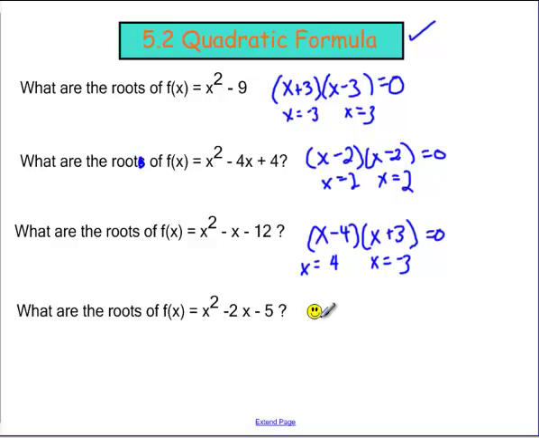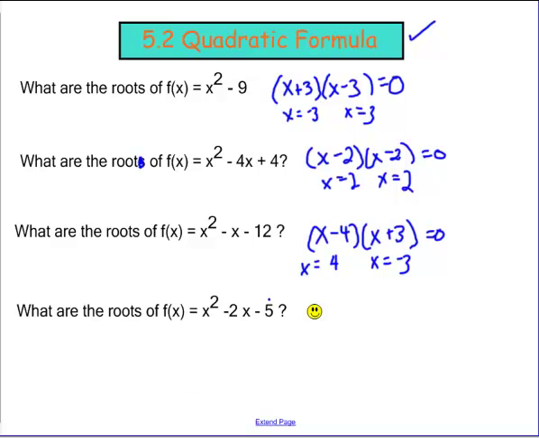Well, let's look at this next one. If I try to factor this, okay, two numbers that multiply to 5 are 5 and 1. Those are my only options, but in no way, shape, or form can I use a 5 and a 1 and get a -2. That's right. So this is where our quadratic formula comes in.